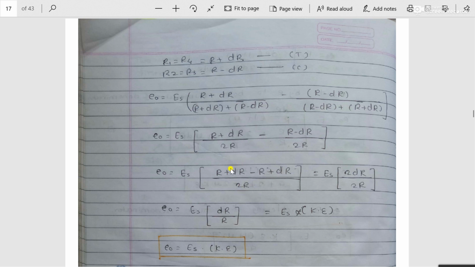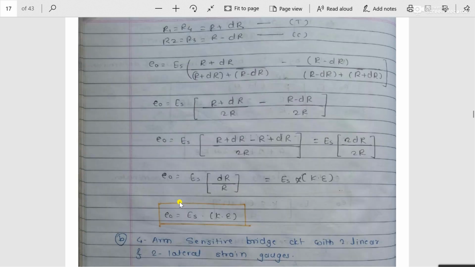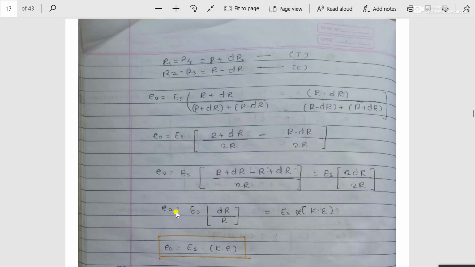Once again if you go through this particular numerator, this is plus R minus R, it will get cancelled, only the terms plus delta R plus delta R remain, which is equal to 2 delta R. So I will get the equation E0 is equal to Es in bracket delta R plus delta R, 2 delta R divided by 2R. From the numerator and the denominator, this 2 and this 2 will get cancelled, and I will get the equation E0 is equal to Es in bracket delta R upon R.